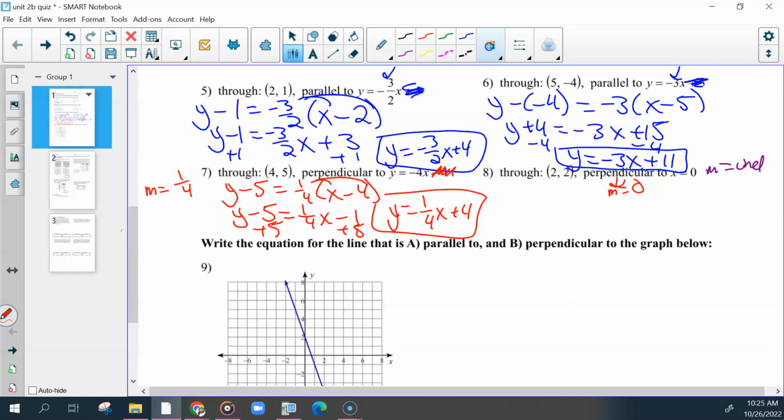Then if you're doing it with work, this is where it got a little dicey. So y minus 2 equals 0 times x minus 2. That part you guys did fine. But then when you distribute the 0, 0 times anything is just going to be 0. So this entire right side is just 0. And then we would just be adding 2 to both sides.